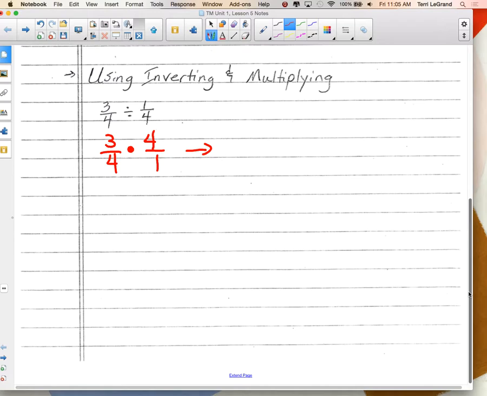Sierra? Multiply right across. You just multiply right across. Okay, so 3 times 4, class, is? 12. 4 times 1 is? 4, and I bet that's where Wade got 12/4, didn't he?